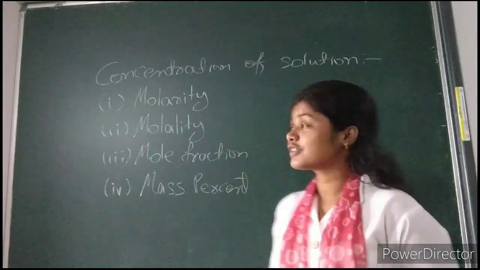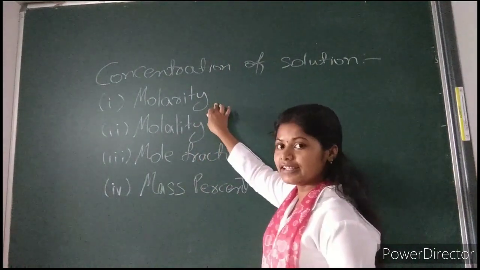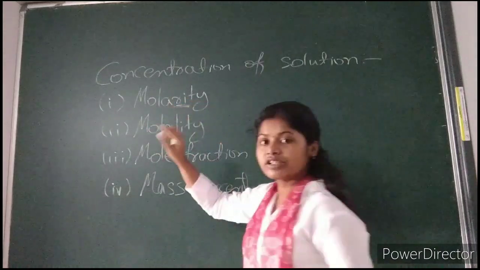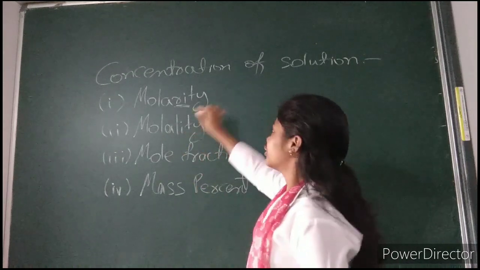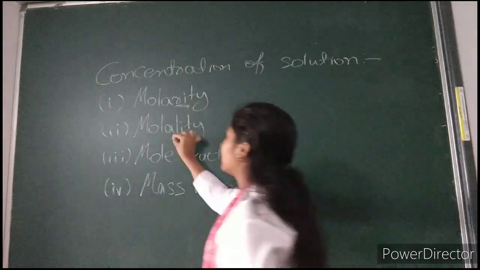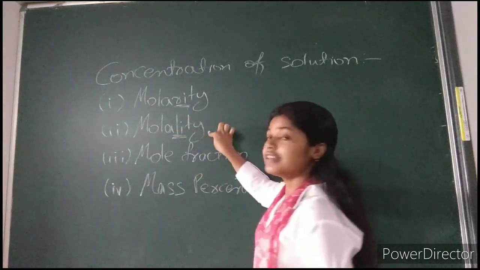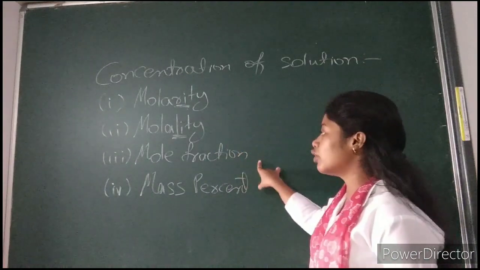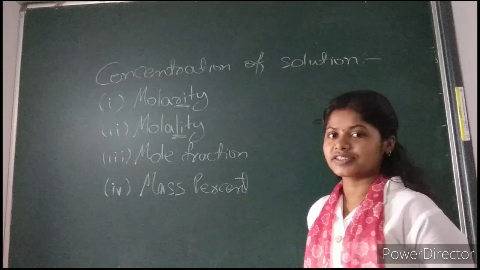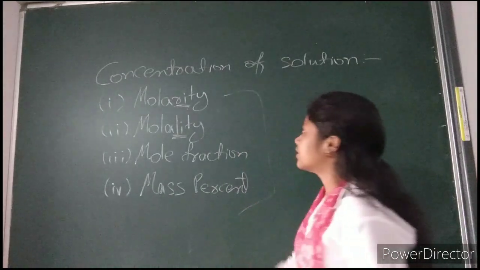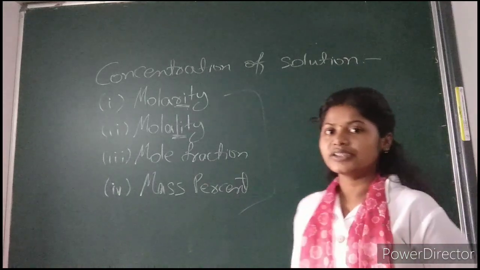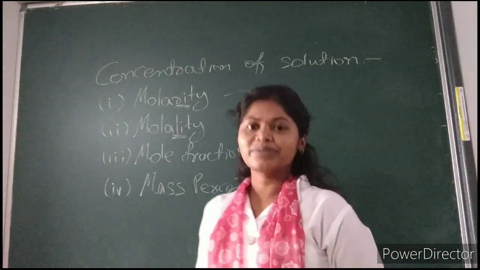So students, here is the molarity and molality. The difference is what? Here is R, although the spelling is very similar. So molarity is R and molality is L. With this we can find the concentration of the solution, and then here we have the mole fraction and mass percent. With all these four parameters, we can find out the concentration of the solution. So let's go through it one by one.